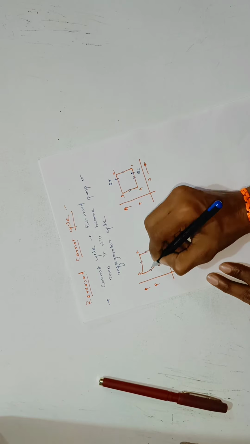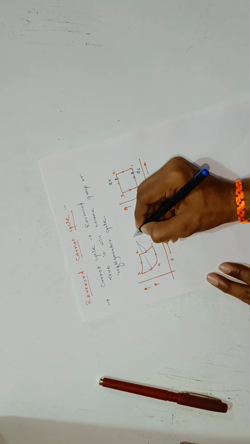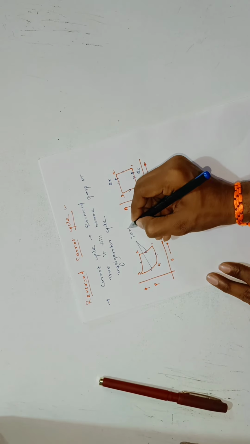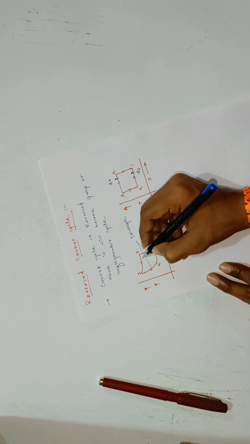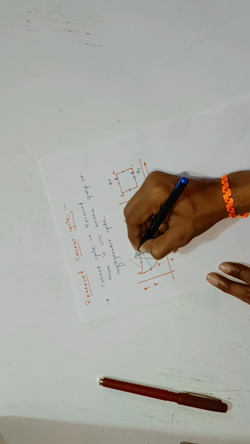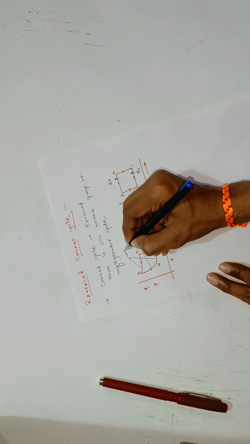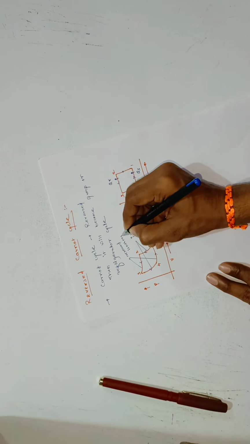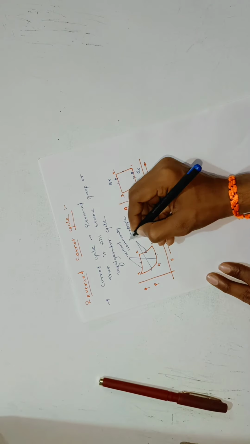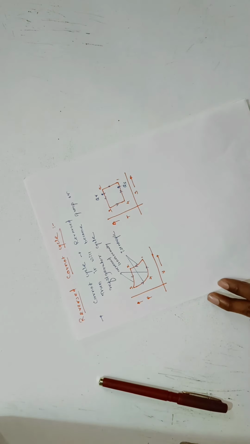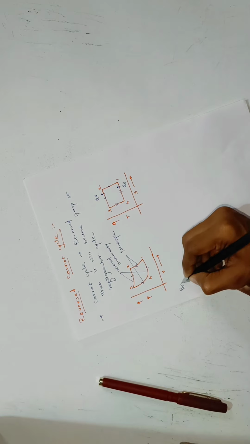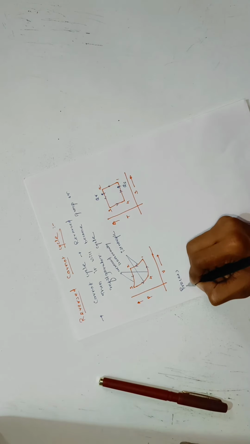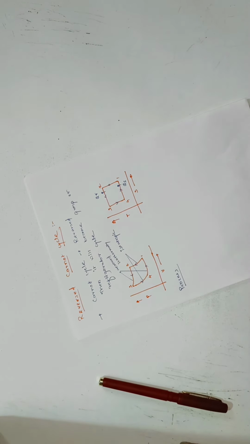These two are isentropic, and these two are reversed isothermally. Okay, so next we will write the processes from these two diagrams.